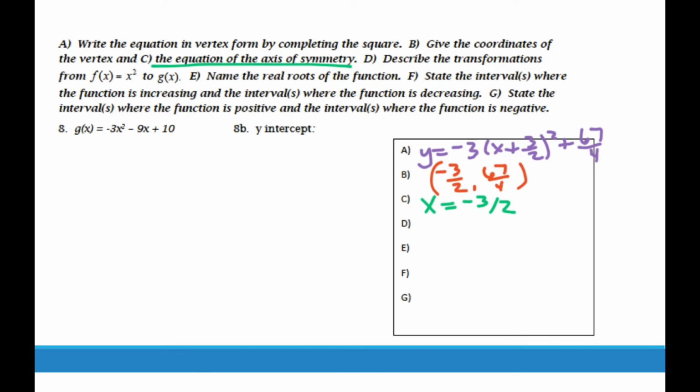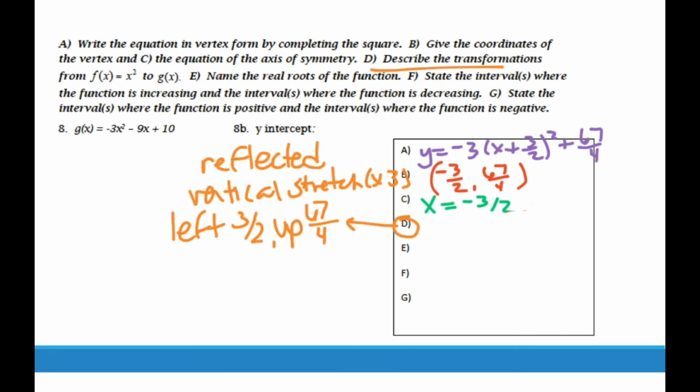Okay, next is describe the transformations. So the negative tells me it's reflected. The 3 tells me there's a vertical stretch 3 times as fast. It's going to go left 3 halves and up 67/4.